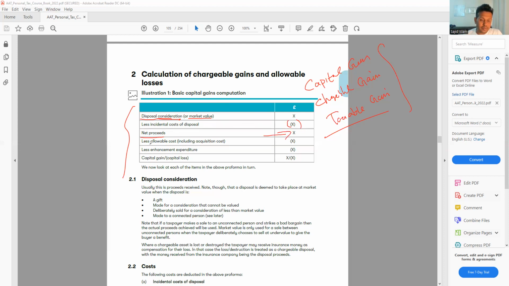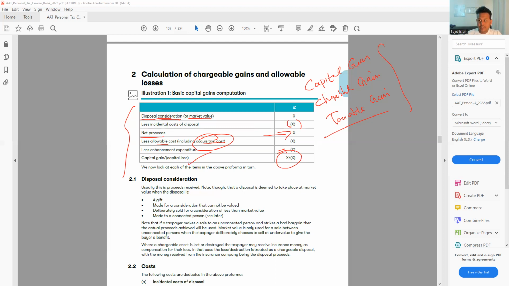And after that, we have to minus the allowable cost, including the acquisition cost. Acquisition cost is how much you paid for that asset when you bought it the first time. Then less enhancement expenditure, so we have to minus that, and that will give us the capital gain. It could give you a loss as well, so it could give you either a capital gain or a capital loss.